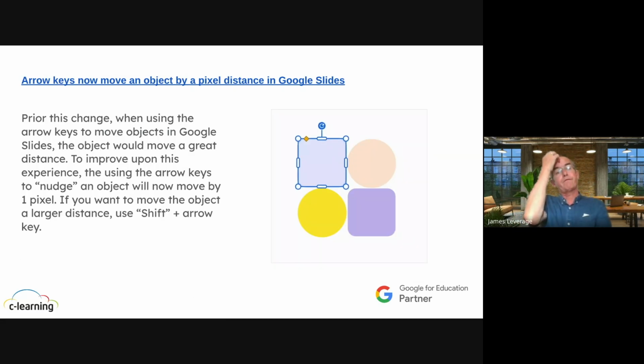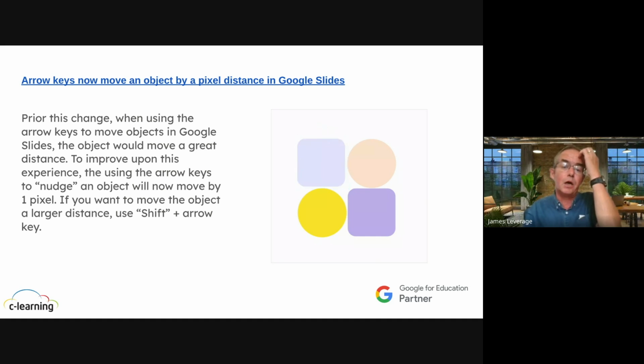This one made me laugh. Arrow keys. Within Google Slides, if you've got an image or an object in a slide and you tried to move it in the past, it would move quite a long way. Now, if you try to nudge an object using an arrow key, it will only move it by 1 pixel. But if you want to move it more than 1 pixel, Shift plus an arrow key will move it further. But it's just a little tweak, I think.